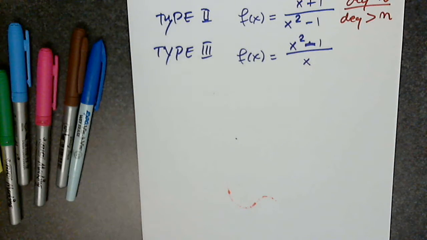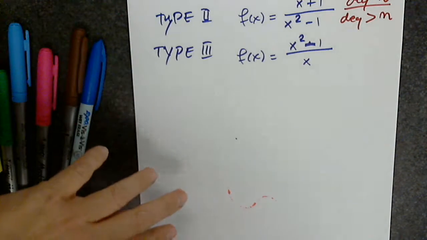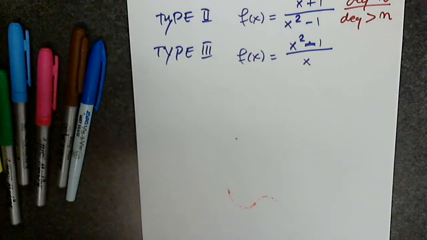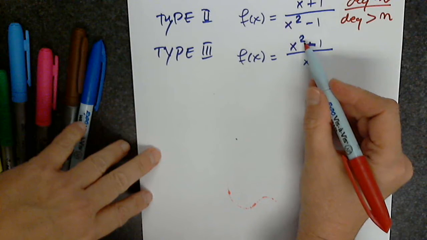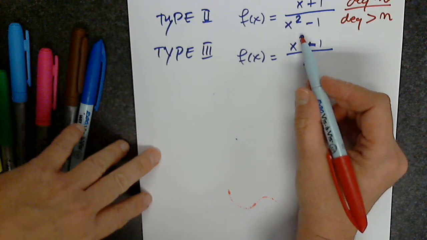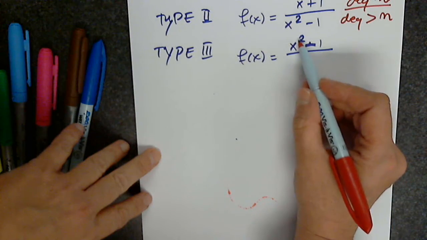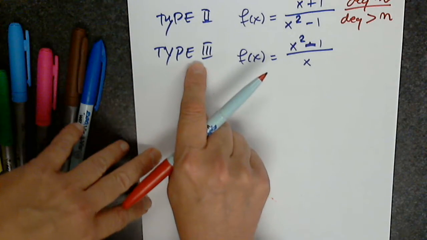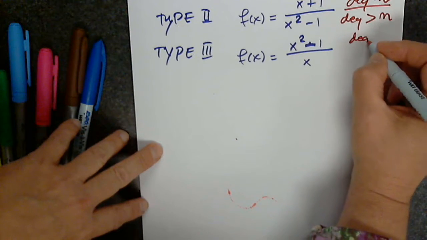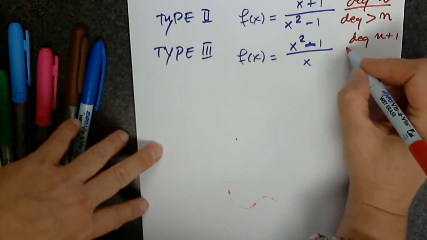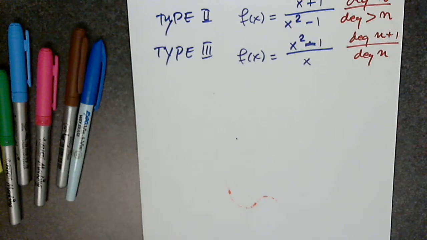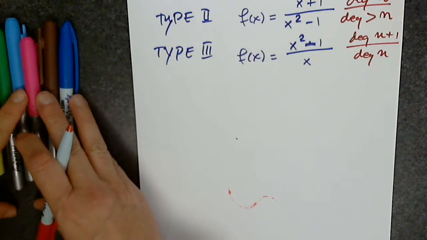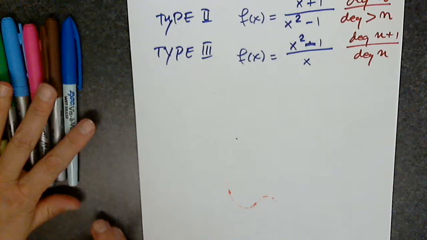But exactly by one. We cannot go beyond that. So this time the top has a higher degree than the bottom by exactly one. So if this is degree one, this must be two. If this is five, this must be six. If this is 10, this must be 11 to fit in category three. So I'm going to say degree n plus one and degree n in the denominator. These are the three major groups of rational functions.